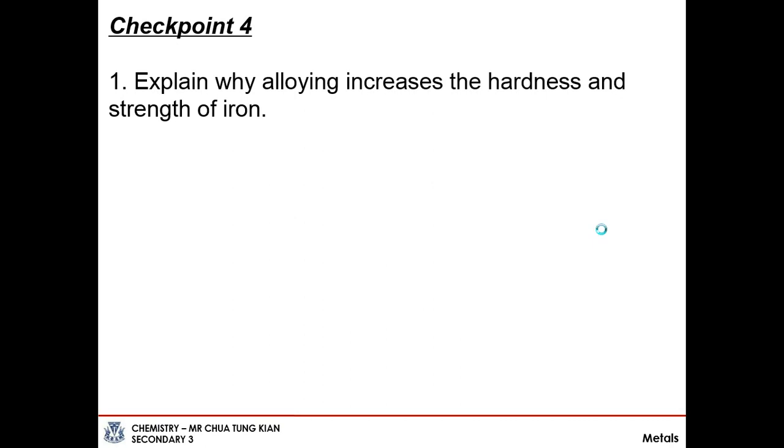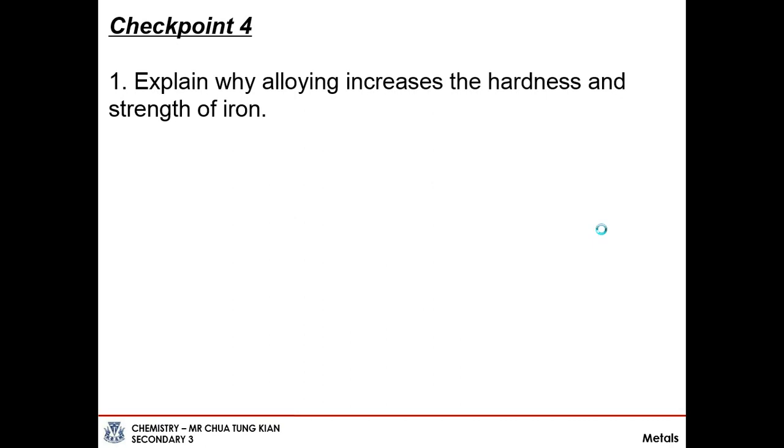So now let's move on to checkpoint 4. Pause the video now to attempt the checkpoint. Continue with the video once you are done. Checkpoint 4 is a pretty easy checkpoint. So question number 1, how does alloying increase the hardness and strength of the iron?